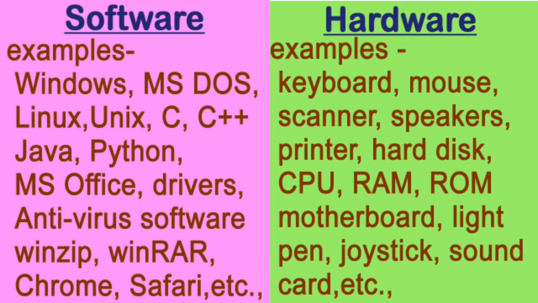Software examples: Windows, MS-DOS, Linux, Unix, C, C++, Java, Python, MS Office, driver software, antivirus software, WinZip, WinRAR, Chrome, Safari, etc. Hardware examples: keyboard, mouse, scanner, speakers, printer, hard disk, CPU, RAM, ROM, motherboard, light pen, joystick, sound card, etc.